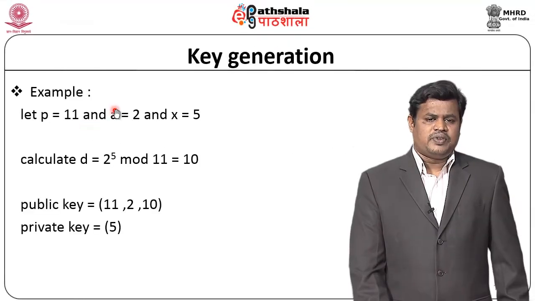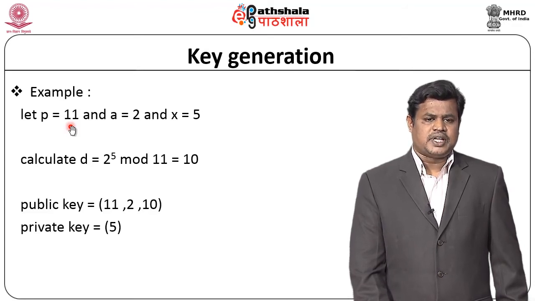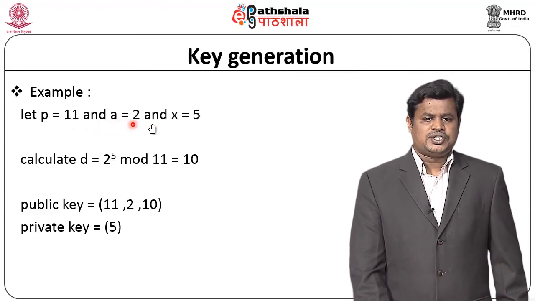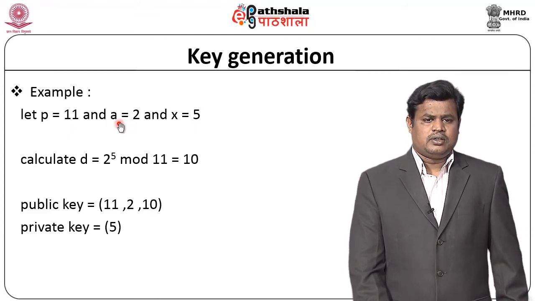So now we work out an example. Let us assume that p is equal to 11. Here we are considering a very small prime number, but in practice it may be a prime number of 300 digits in size. So now we consider the prime number as 11, a is equal to 2 and x is equal to 5. Here a is the generator and x is the secret information.